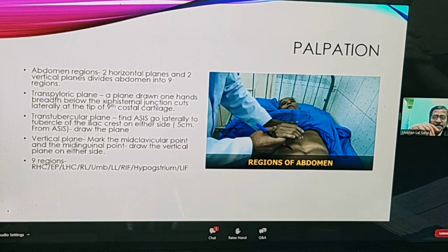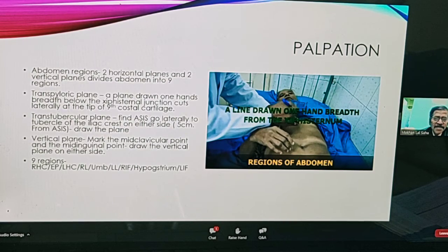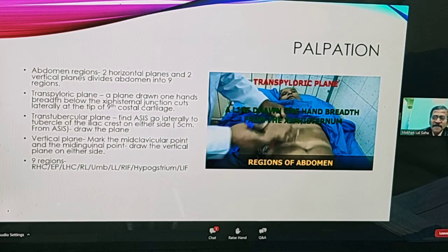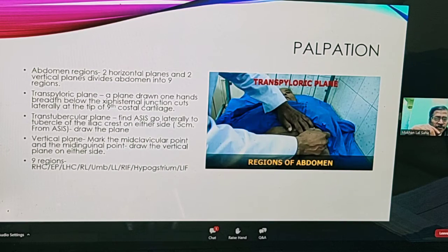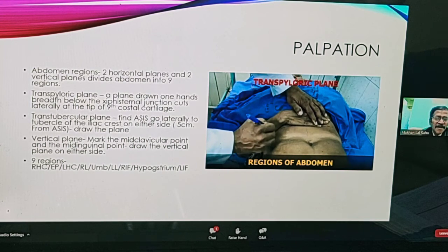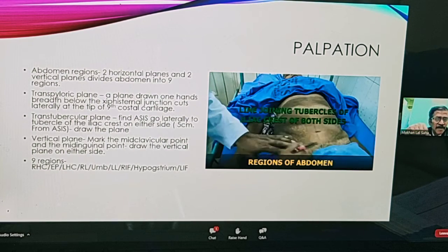The first is the transpyloric plane. You find the xiphisternal junction. One hand breadth below the xiphisternal junction is the transpyloric plane. Once you draw this plane, it cuts at the tip of the 9th costal cartilage on either side. So this is the upper horizontal plane.